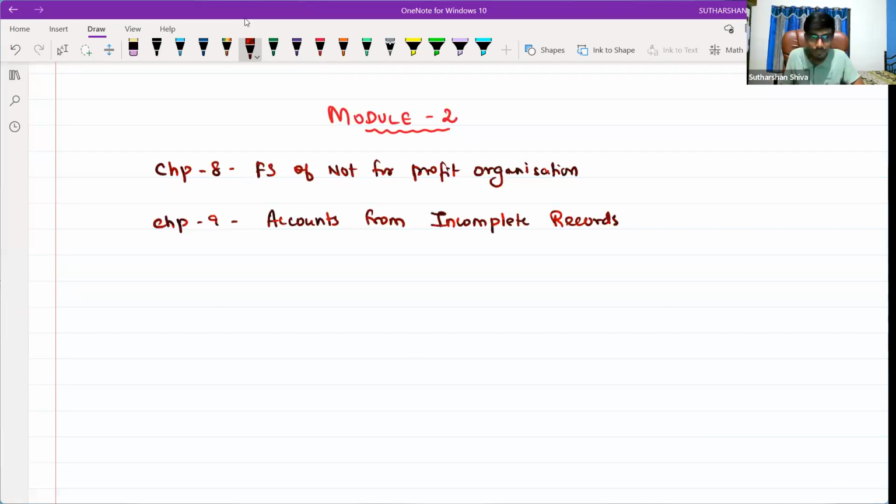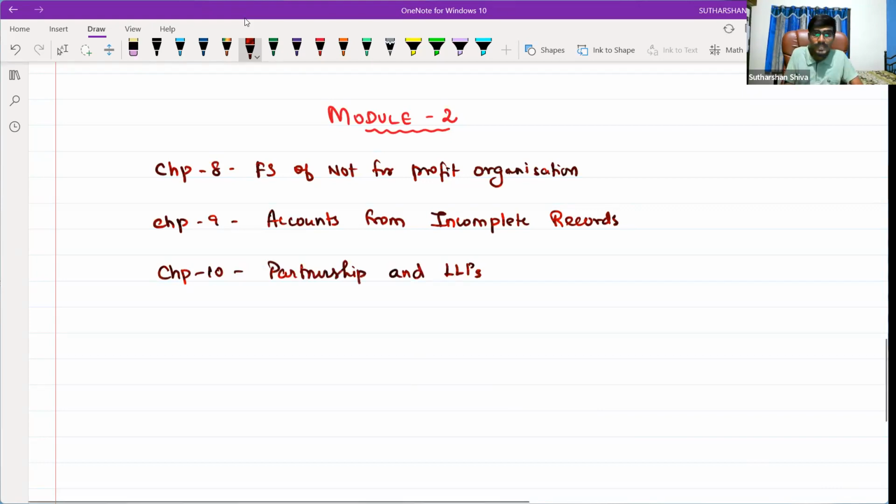Coming to everyone's favorite part, or some of them will feel, how can I study this chapter, sir. But here we will do a very good job in partnership and LLP. They have inserted one more thing called LLPs. You are not only going to prepare for partnerships; along with this, there is a new hybrid form called limited liability partnership. For them also, you are going to prepare what? Accounts. Okay. In chapter number 10, you have 6 units.